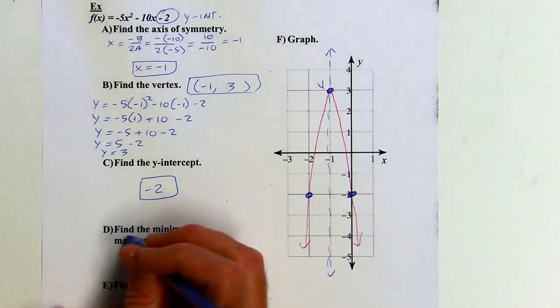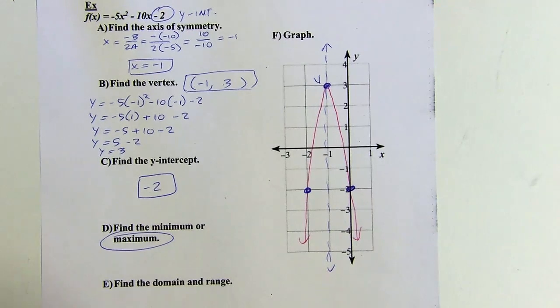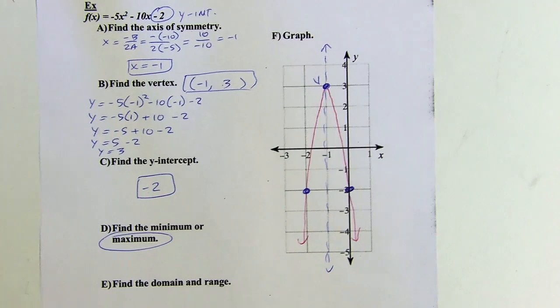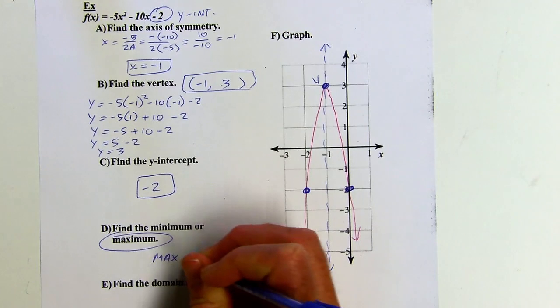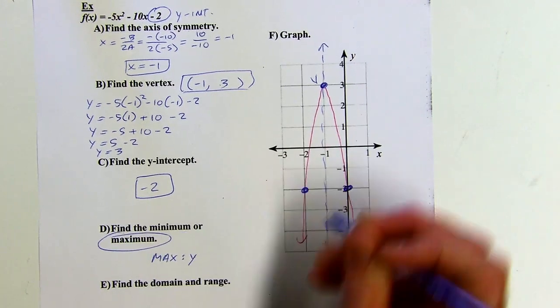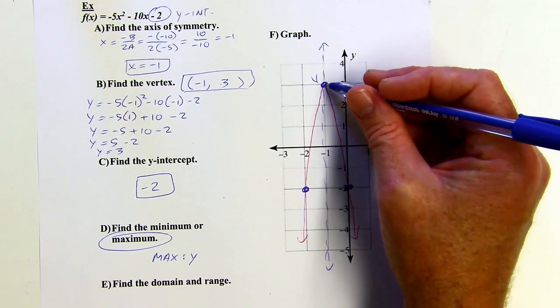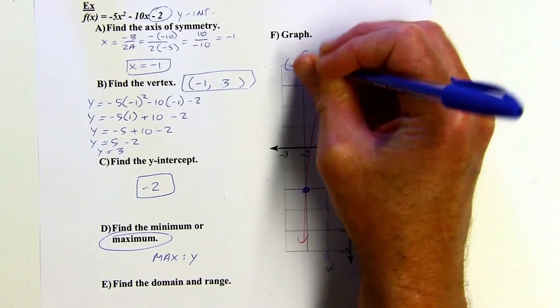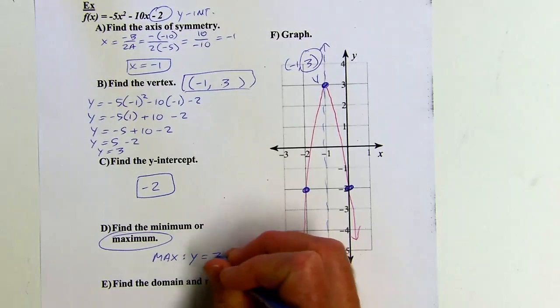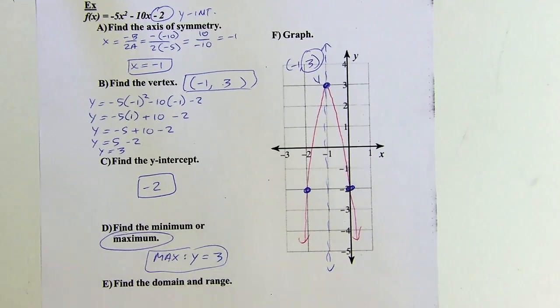Okay. All right, so let's look at the minimum or maximum. So this one's going to have a maximum. I think I forgot to say that on the last one it was a minimum, but this one has a maximum, and for the maximum, I want to use the y-coordinate of the vertex. So the vertex is (-1, 3), and so I want 3 for my maximum, okay?